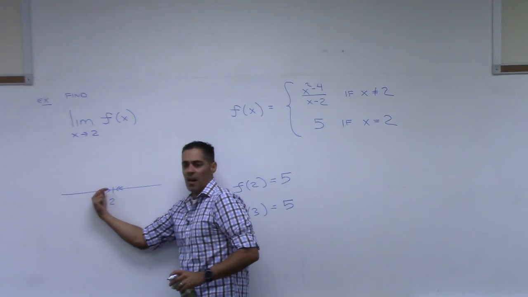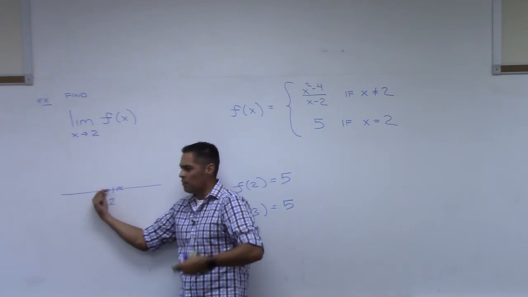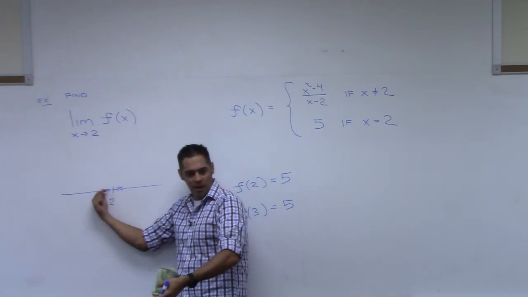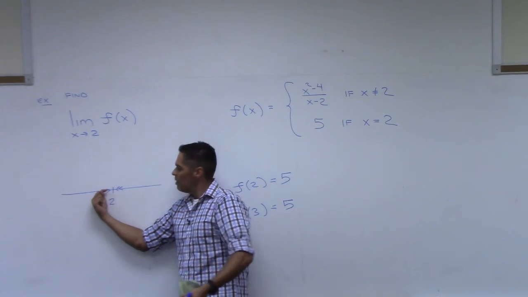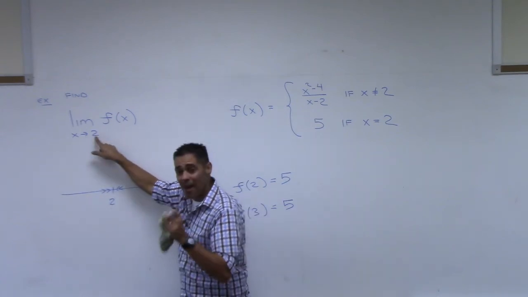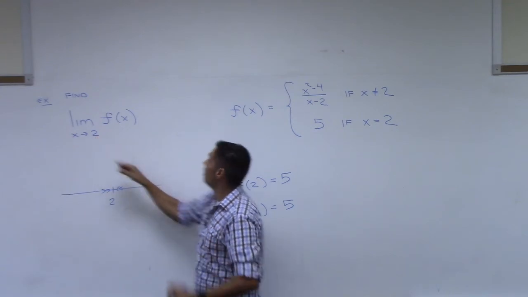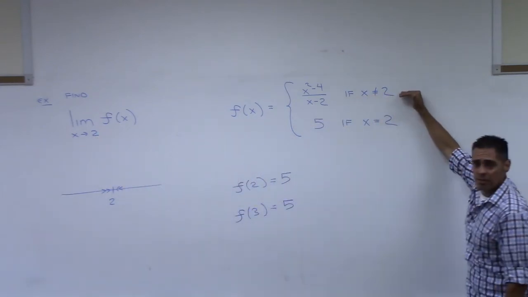So if we come in from this side, you can give me an example of a number over here like 1.9, 1.99, right? Remember when we did that? So if I'm approaching 2, I'm not 2. I'm close to 2, but not 2. That means we have to be looking here. Yes?